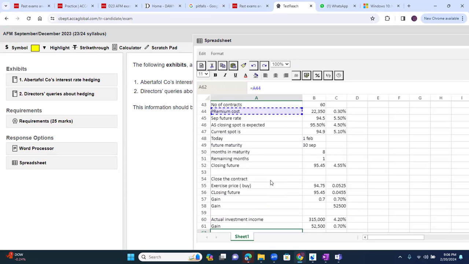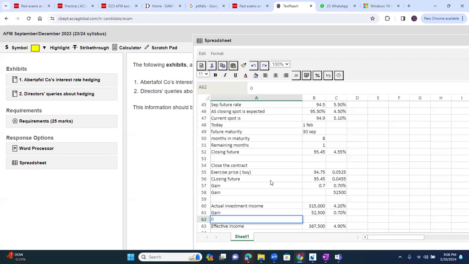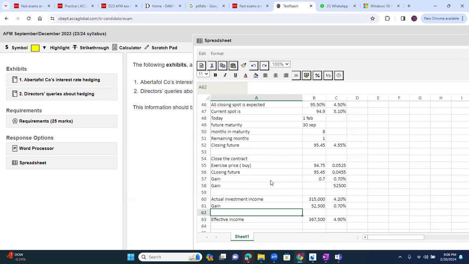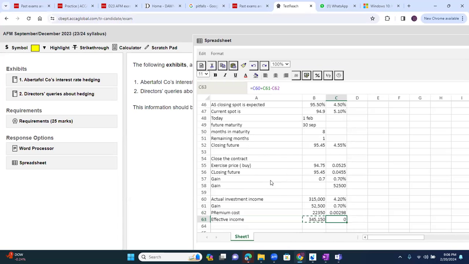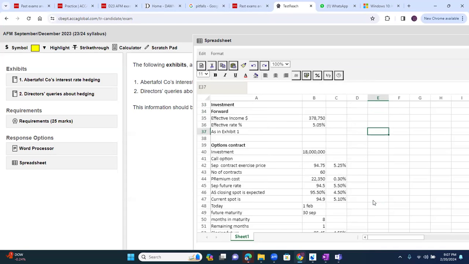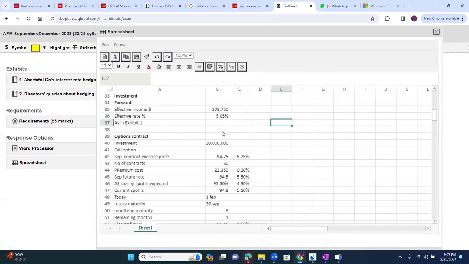Premium is, okay. Income plus gain minus premium. 4.6%. So which one is better? Is this better or forward is better? So 0.6. We are receiving. Forward is better, no? Comparatively forward is better.